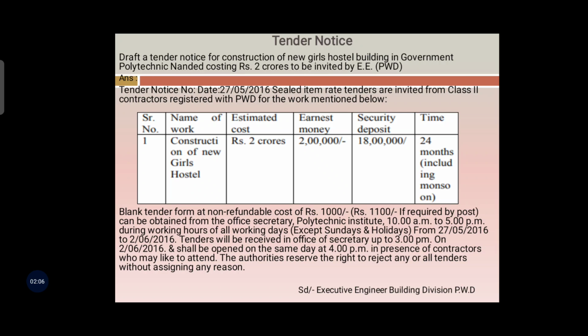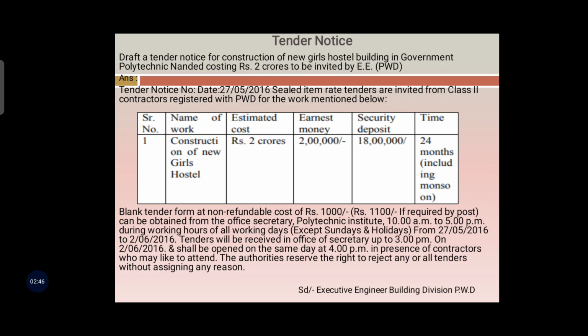So the estimated cost, we have to give 2 crores. Then earnest money and security deposit, how do we calculate them? In the next definitions we will learn what security deposit and earnest money are. Okay, so earnest money is 1 to 2% of the total cost, so you take 1 to 2% of 2 crore, and the security deposit is 2 to 10% of the estimated cost. So you have to calculate this and write it here.